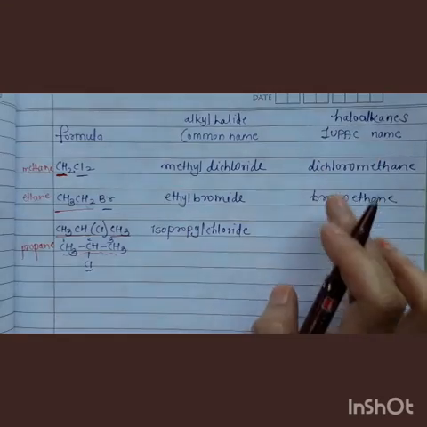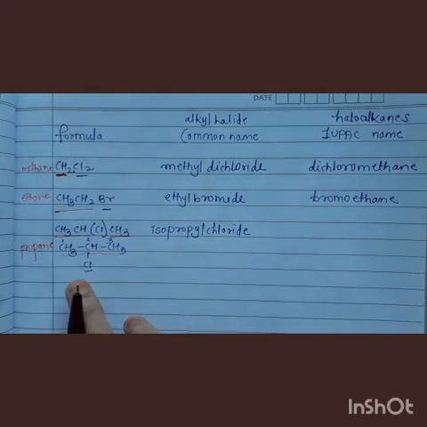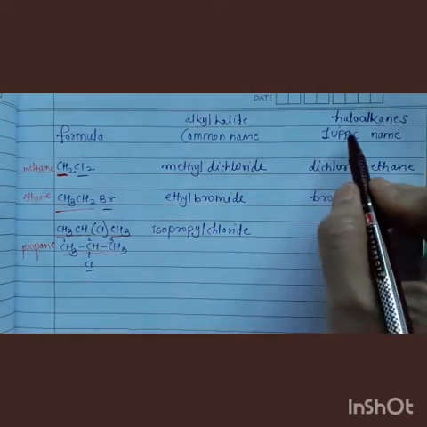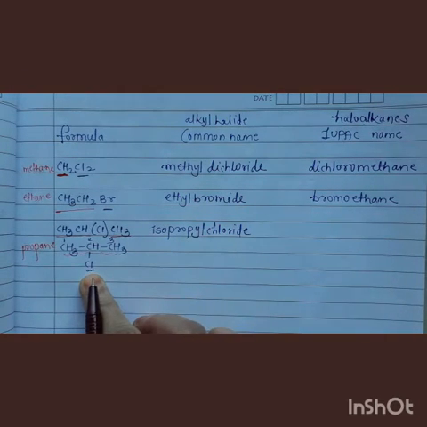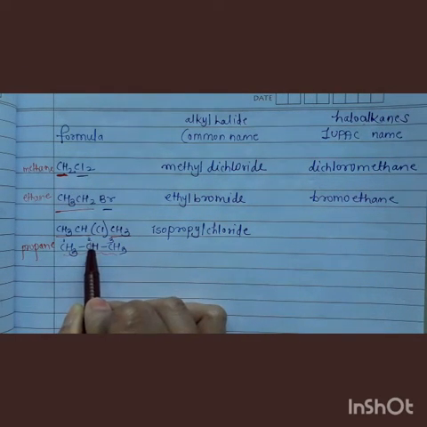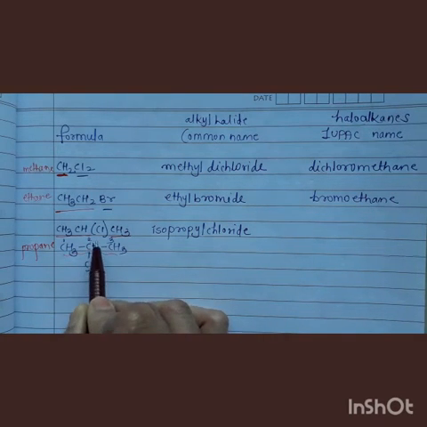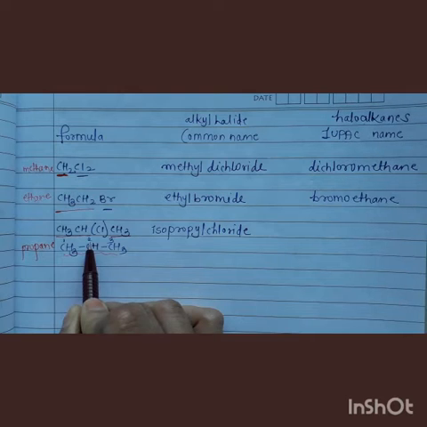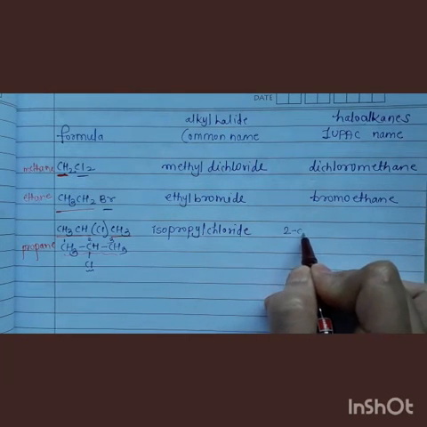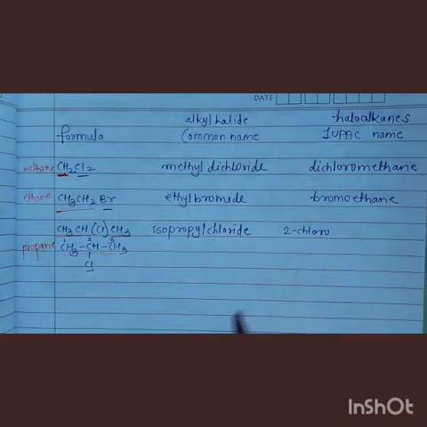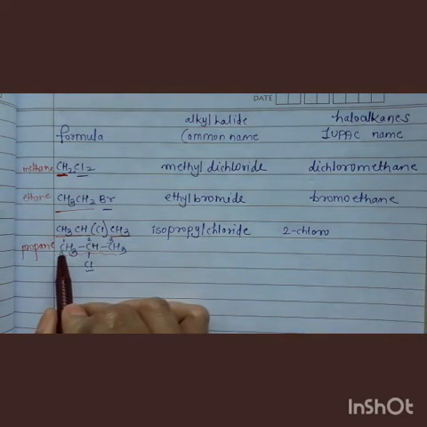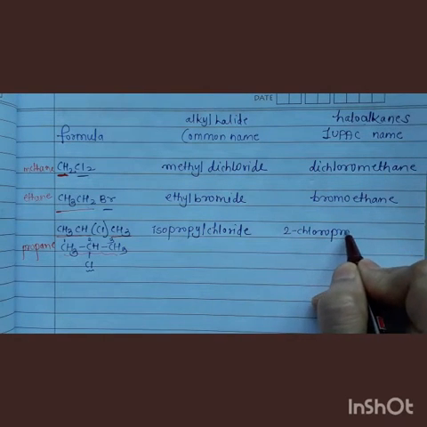So while writing the IUPAC name, we have to write the name of the halogen at the beginning. But before that we have to show its position also, at which carbon atom this chlorine is present. So chlorine is present on the second position, on the second carbon atom. So we have to mention that: 2-chloro. Now the parent alkane is propane. So it is 2-chloropropane.